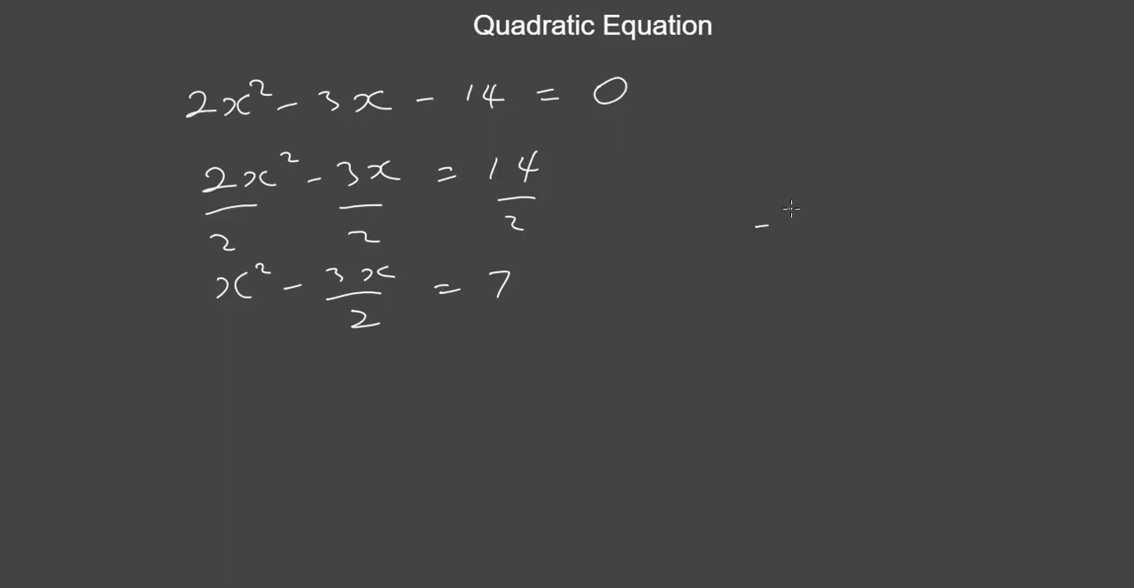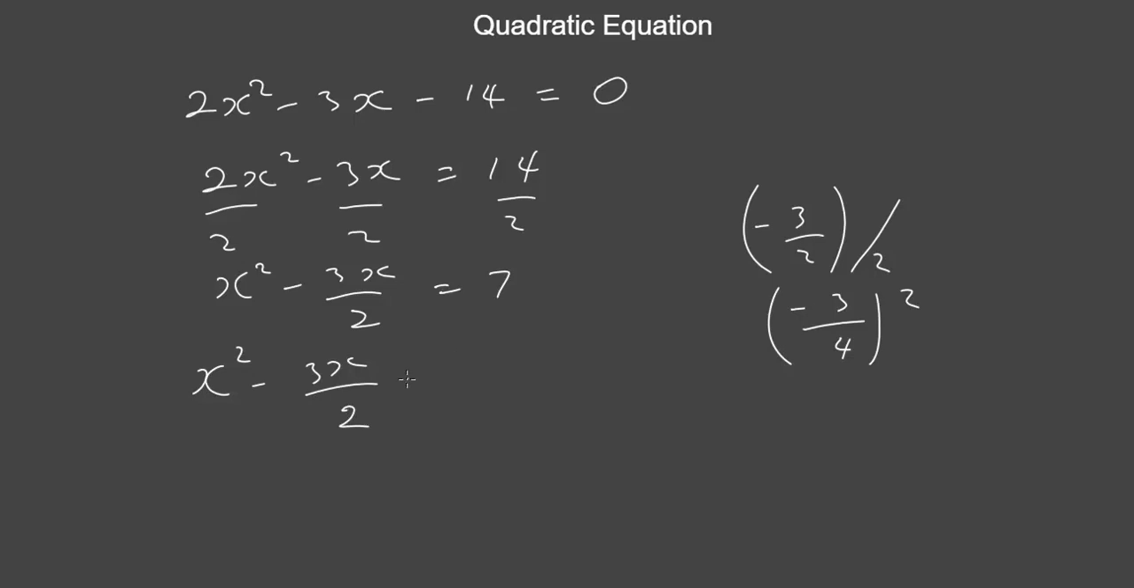Just take minus 3 over 2, divide by 2, right? You divide this by 2, you have minus 3 over 4. Then after you divide by 2, you square it. So that's it. So this becomes x squared minus 3x over 2. Then you add this to both sides. That is, you just say plus minus 3 over 4 square equals 7 plus minus 3 over 4 square.